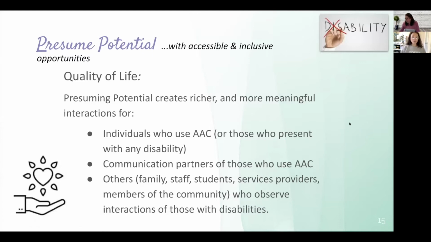All right, so when we're looking, again, presuming potential, again, keeping in mind that that really is coming to us providing accessible and inclusive opportunities. So quality of life, presuming potential creates richer and more meaningful interactions for the individuals who use AAC or those who present with any disability, the communication partners of those who use AAC, and then others who observe interactions with those with disabilities. When we're presuming potential, we are offering up opportunities that are meaningful and motivating, and that is beneficial for obviously our students, but also for the people who are interacting with our students, because we're creating a more reciprocal and meaningful relationship.